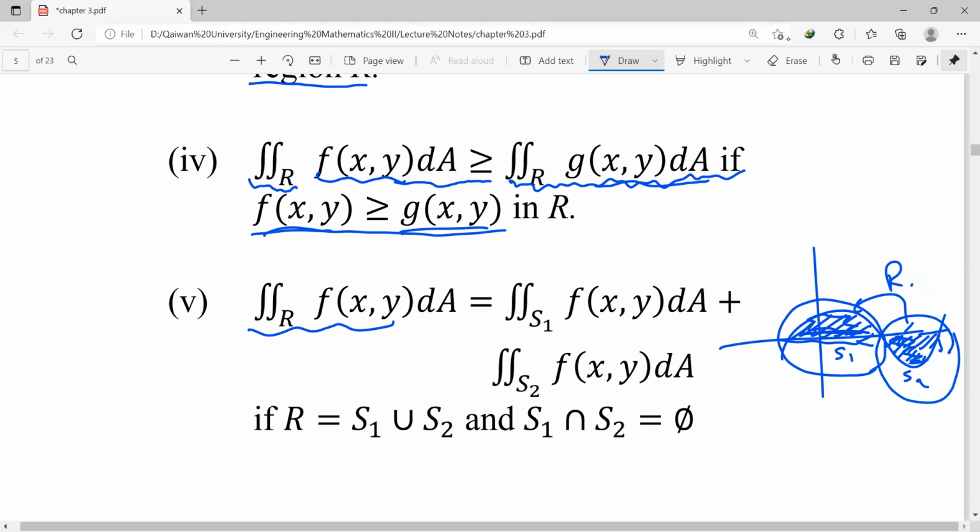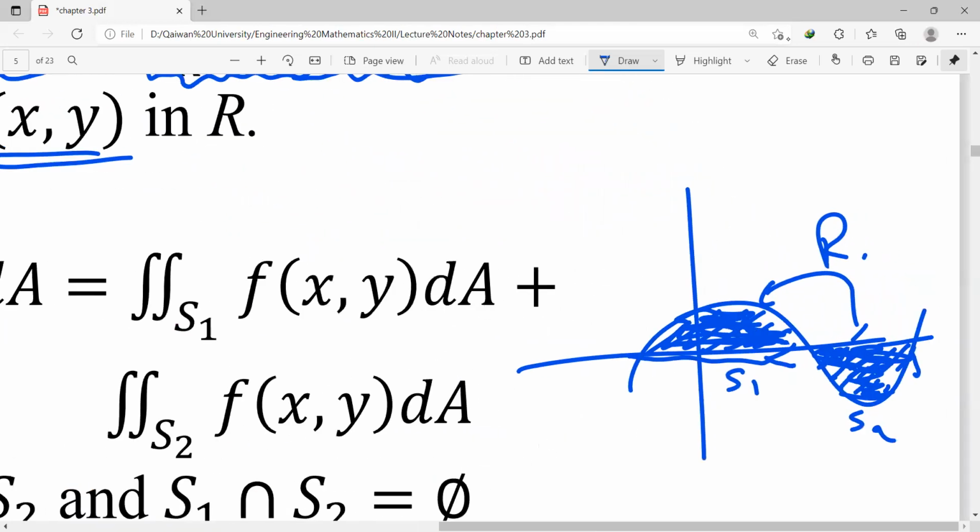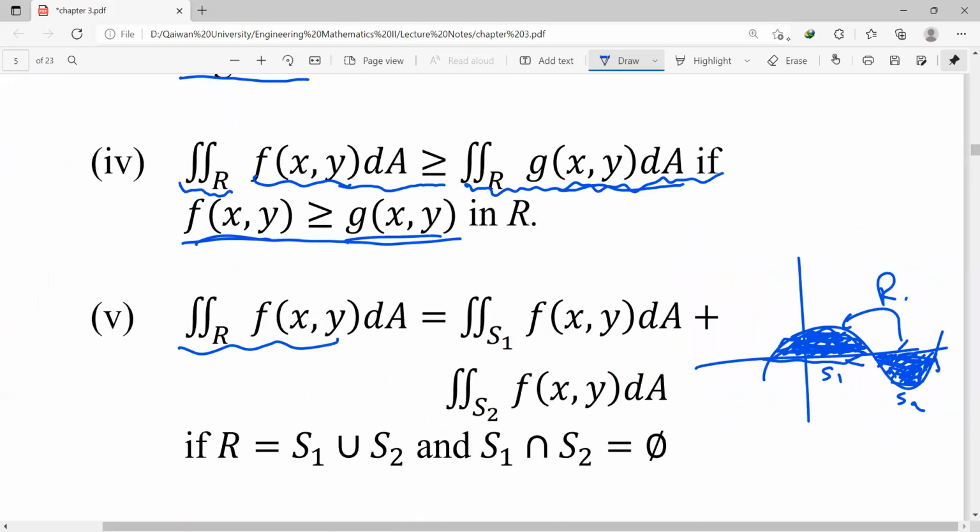where the intersection of these two subregions is an empty set. That means there is no common point between these two subregions, this and this. If there is no common point between these two subregions, we can separate them and take the double integration of the function over each of the subregions, which are S1 and S2.